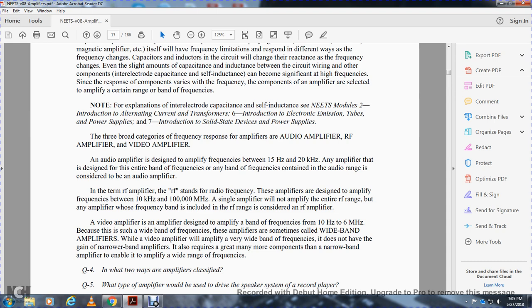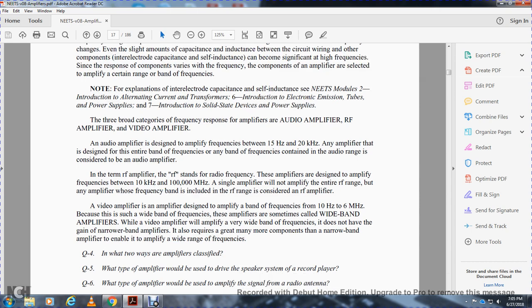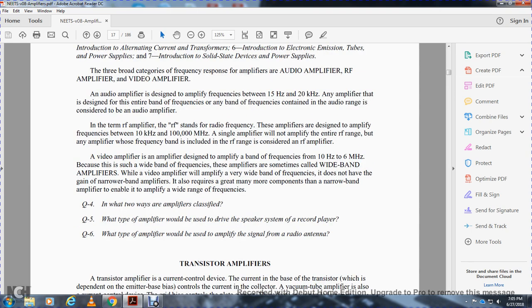The term RF amplifier: RF stands for radio frequency. The amplifier is designed to amplify frequencies from 10 kilohertz to 100,000 megahertz. A simple amplifier will not cover the entire radio frequency range, but an amplifier with a frequency band that includes the radio frequency range is considered a radio frequency amplifier. A video amplifier is designed to amplify the band of frequencies from 10 Hz to 6 MHz, but this is such a wide frequency band that these amplifiers are called wideband amplifiers.